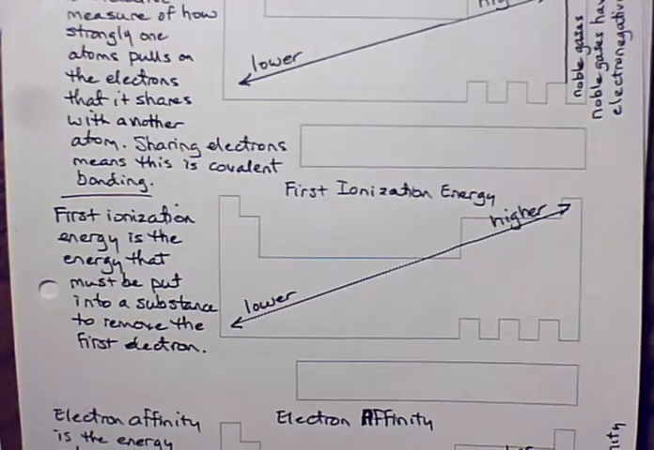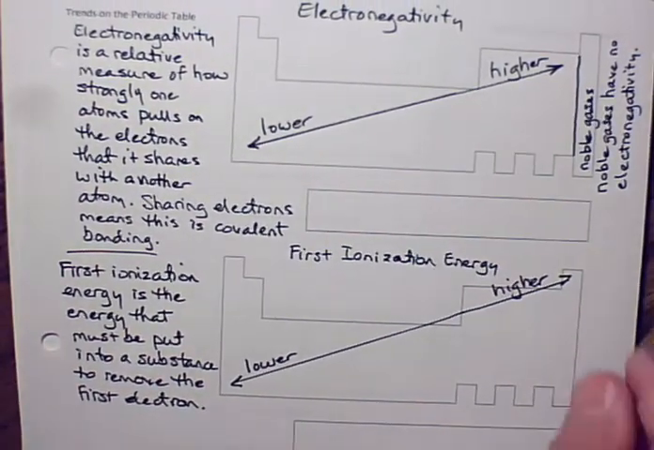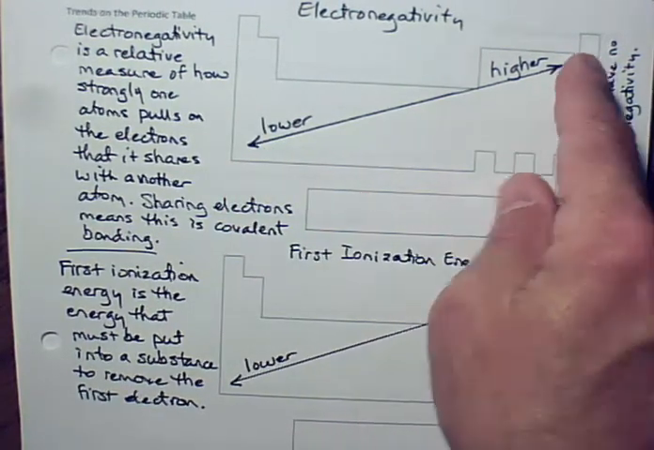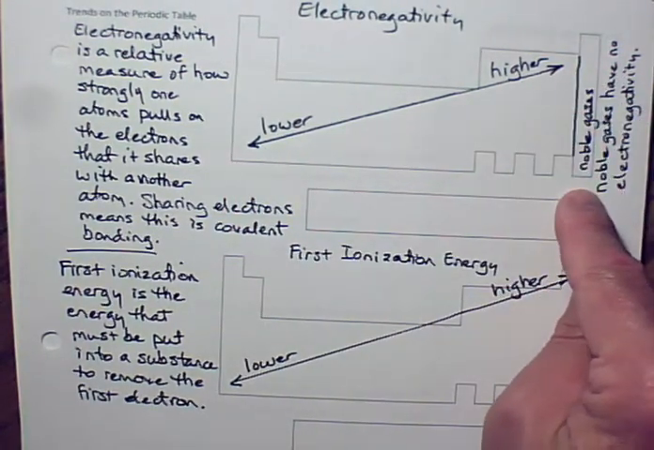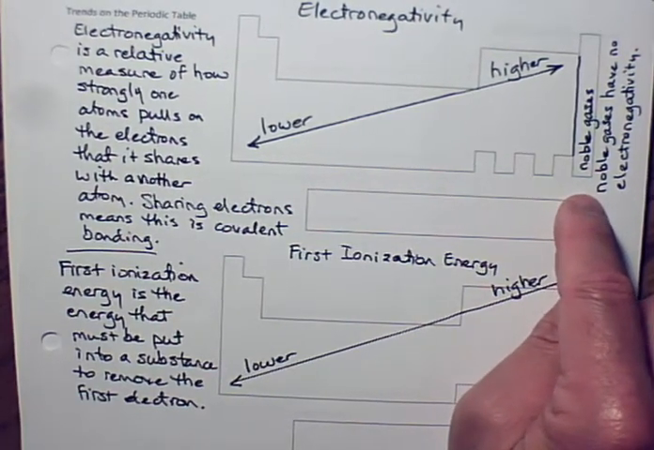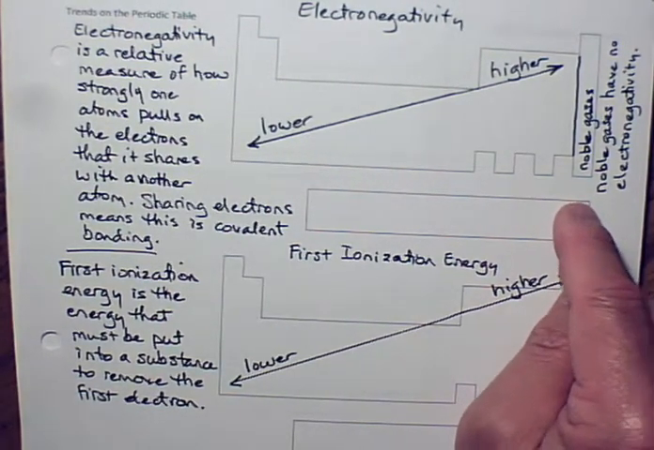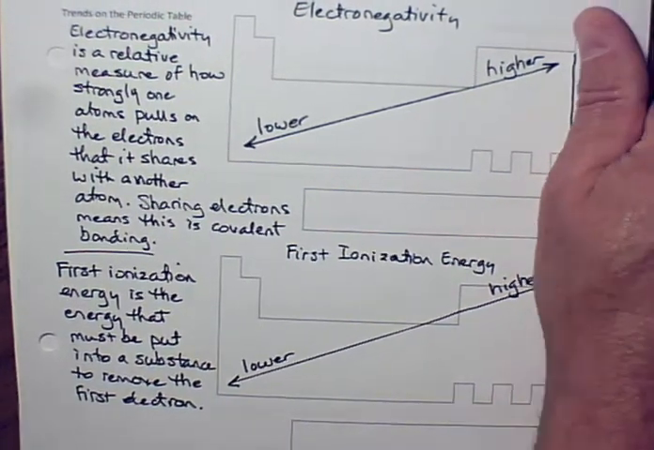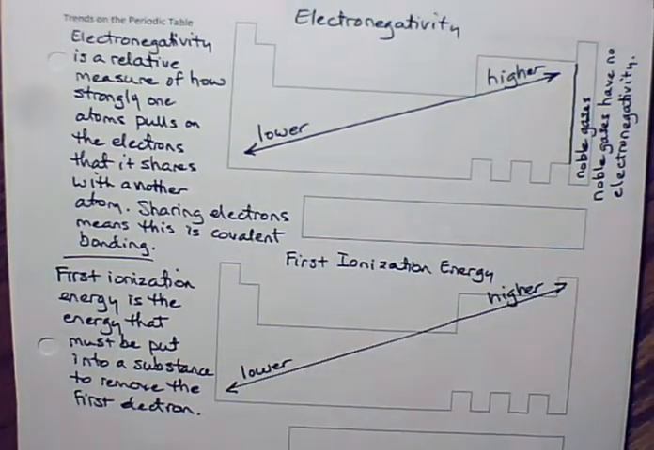Okay, then we've got electronegativity. All right, now electronegativity, lower left, higher upper right, but there's no noble gases in this pattern, since these noble gases don't bond by sharing any kind of electrons, then they don't have any electronegativity, so you take them out of the pattern.